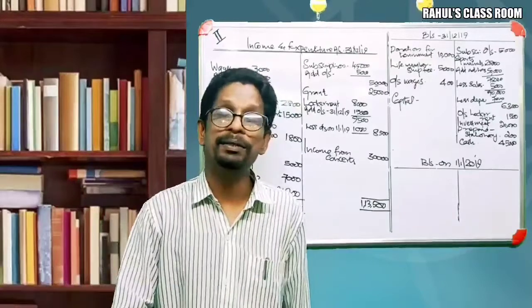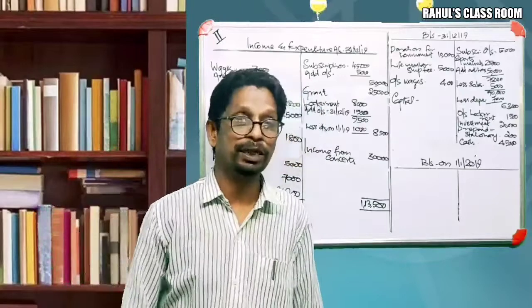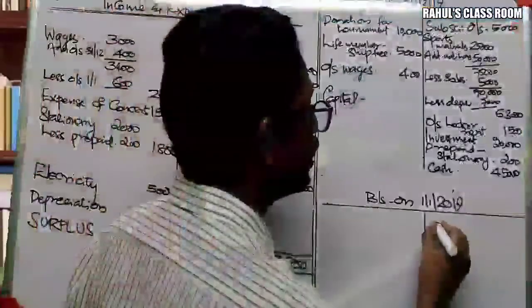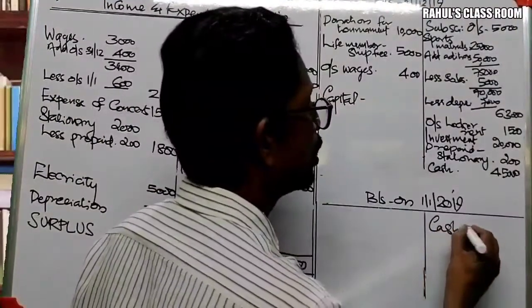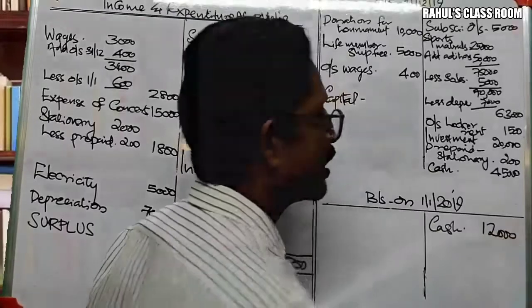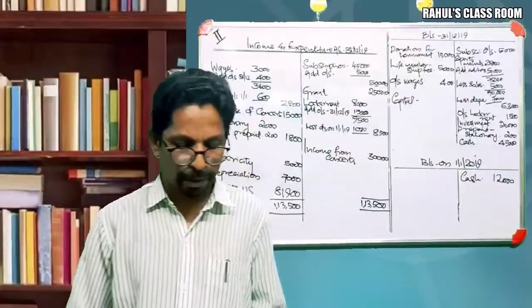That is the opening balance of cash. It's a part of the previous year's balance sheet. So we are writing the first item here. Cash, how much now? Cash 12,000. And again, similarly, some more adjustments are there.